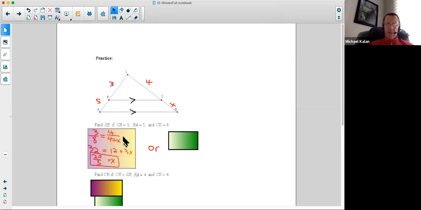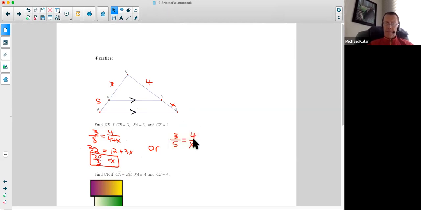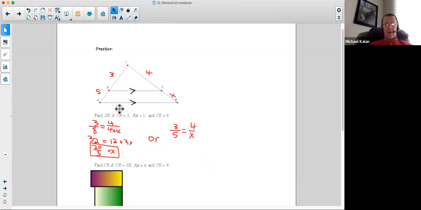And now I'm back. Okay, so one way to set this up would be 3 over 8 equals 4 over 4 plus x. Then you could cross multiply. So 4 times 8 is 32. 3 times 4 plus x is 12 plus 3x. And then what could you do? You would subtract 12, which is 20, divide by 3, and you get x equals 20/3. Or maybe you set it up 3/5 equals 4/x, in which case 3x equals 20 when you cross multiply, and you get x equals 20/3. Okay? And we can do that all because we know that that's parallel and intersects those two sides.